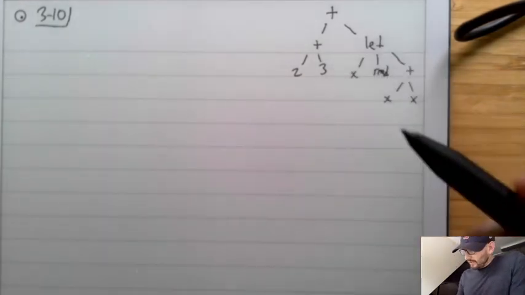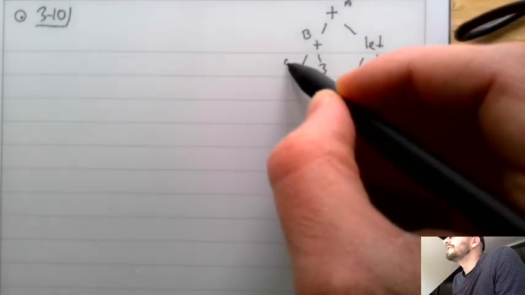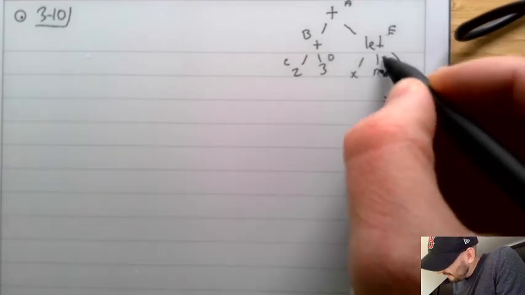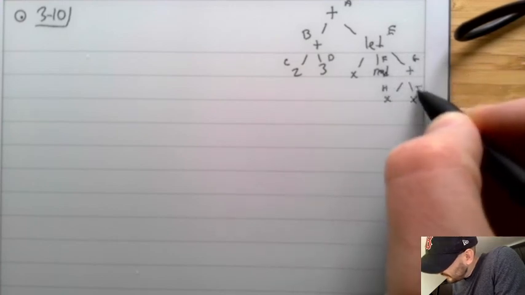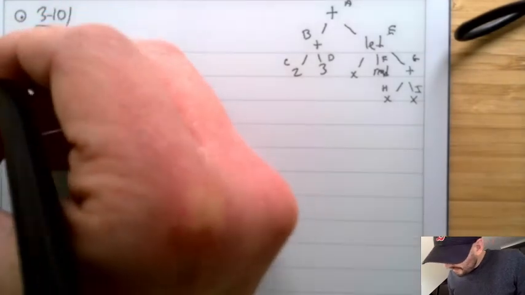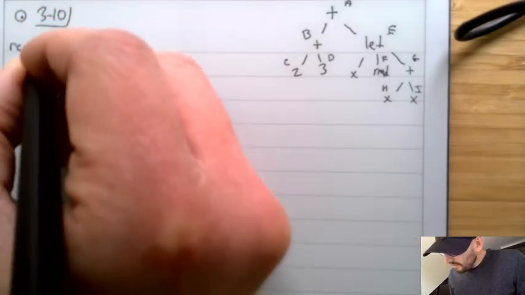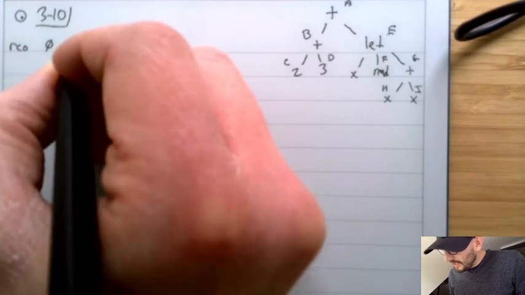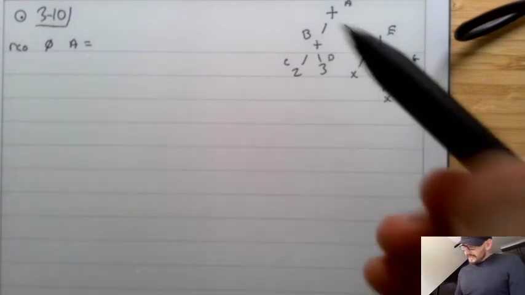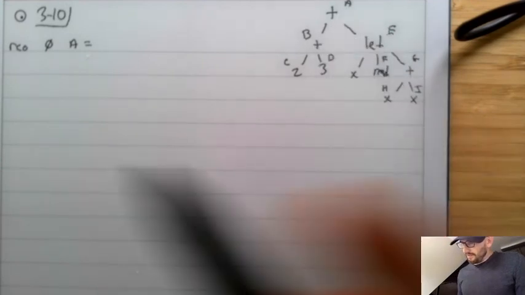Now let's label each one of these things. So we'll call this A, B, C, D, E. This is F, G, H, and I. Okay. So we're going to start off by calling RCO with an empty row, and we're going to give it the program A, which right here is this plus right here. All right. Well, that plus is going to call RCO on B with nothing.